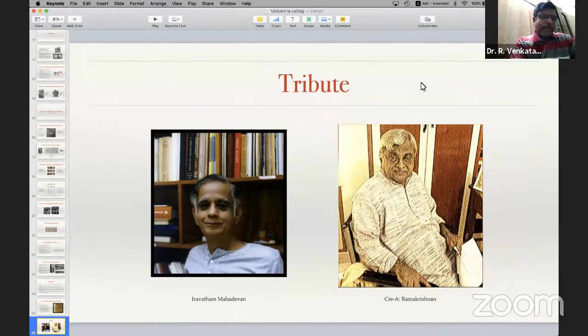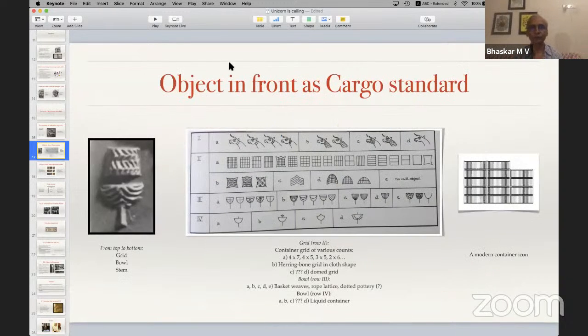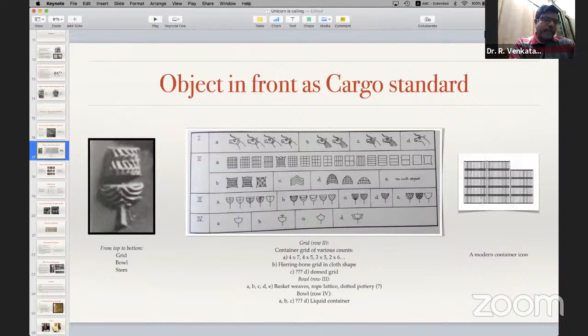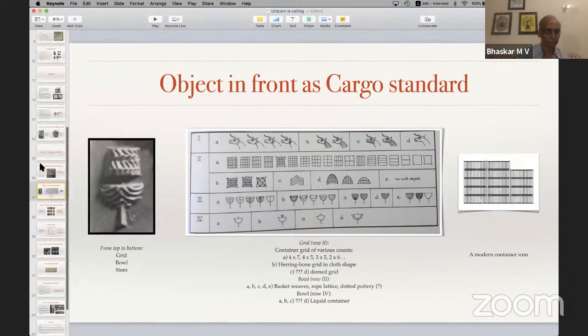This question is basically because I do not know. You spoke about the cargo standard, which is before the unicorn, and tried to explain the different parts of it. Of course, in the unicorn it is very visible. Do we find similar cargo standards in elephants, tigers, and other seals also? Yes. So I will show you. We find them. I'll go to that.